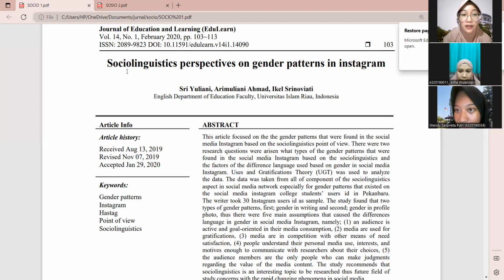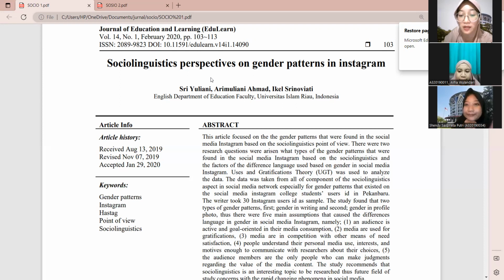Okay, the title is A Sociolinguistic Perspective on Gender Pattern in Instagram. Today, I would like to ask my friends, and my friends will answer my question. And the first question is, what is the title of this article? The title of this article is Sociolinguistics Perspective on Gender Patterns in Instagram.